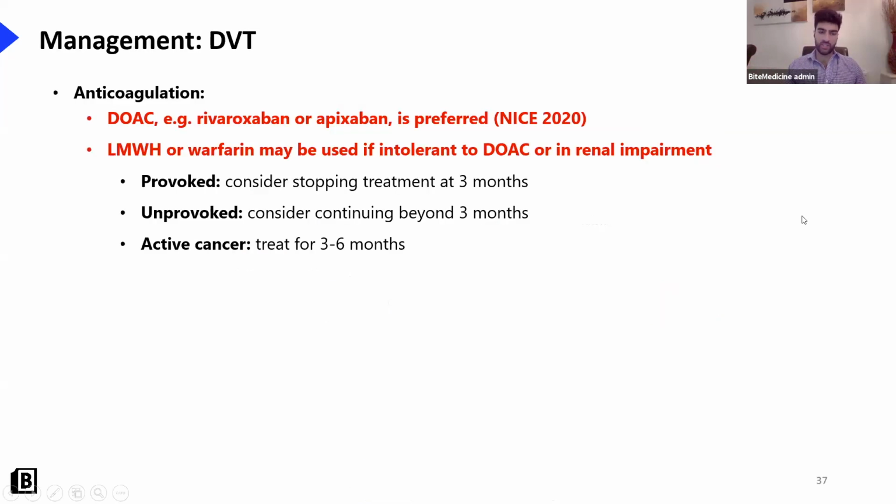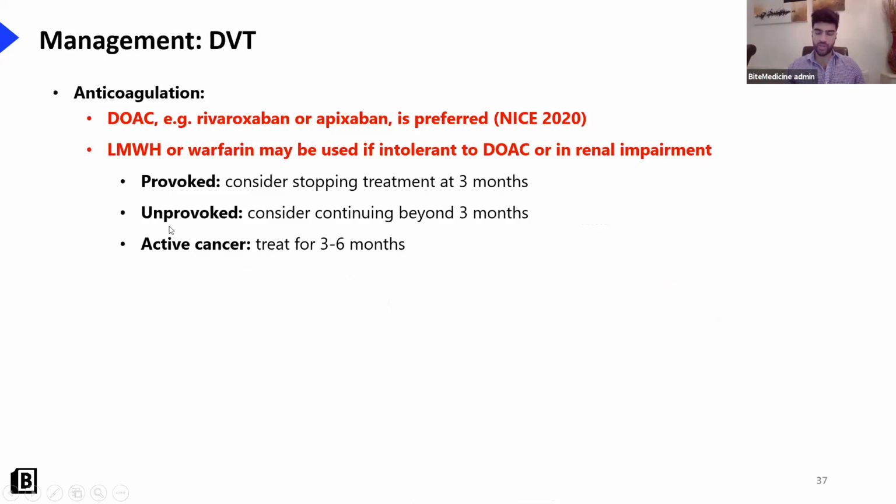How do you manage these patients? So it's anticoagulation, exactly the same as PE. So a DOAC is first line. Low molecular weight heparin or warfarin may be used if they're intolerant to a DOAC or if there's a renal impairment. Again, if it's provoked, you consider stopping at 3 months.